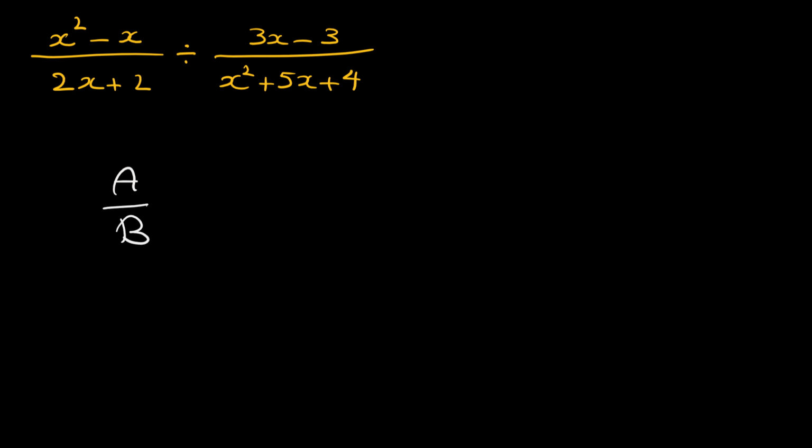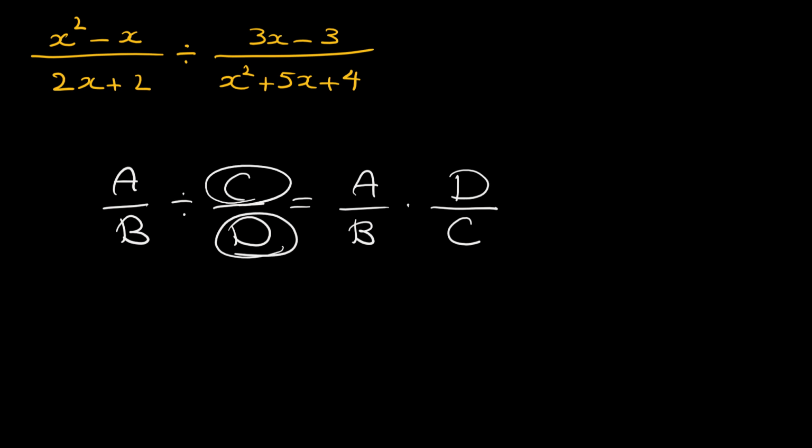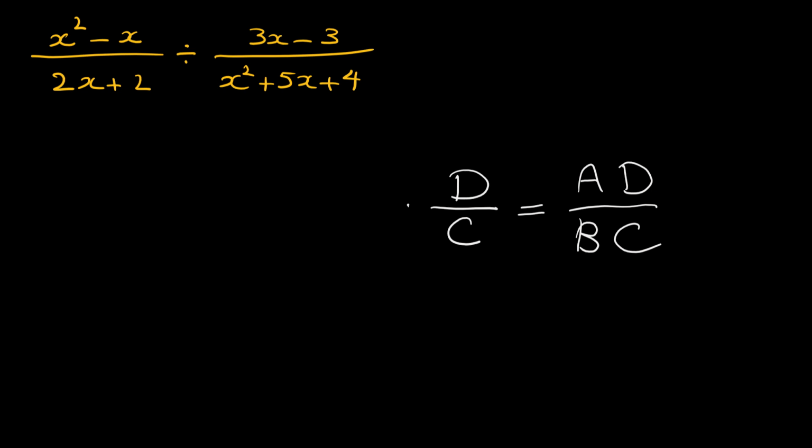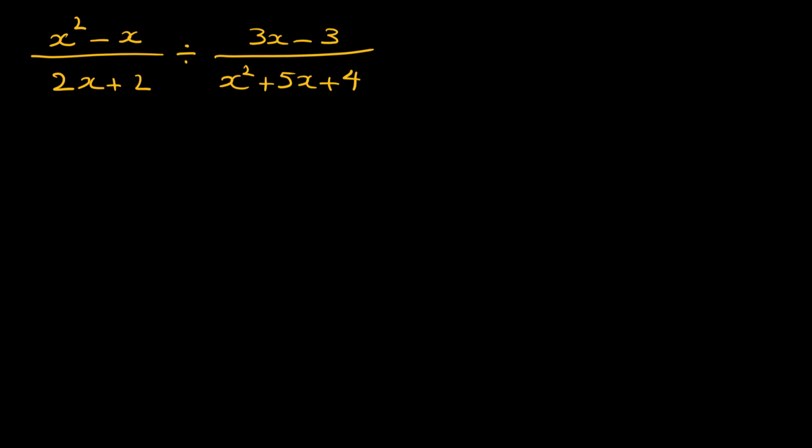Suppose we want to divide a over b by c over d. Instead of dividing a over b by c over d, we multiply a over b by the inverse of c over d, which is d over c. Basically, we switch the numerator and denominator. Then we multiply a by d and b by c. So the answer is ad over bc. But as usual, we always have to check if we can factor numerator and denominator, because it makes calculation easier.